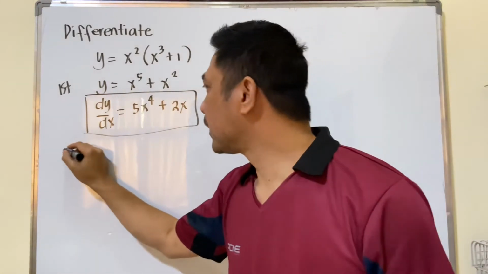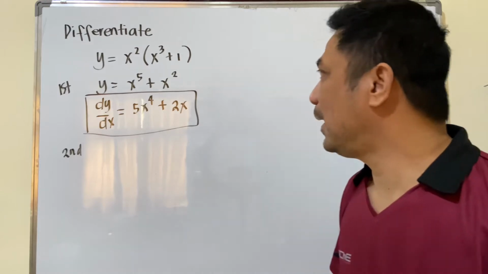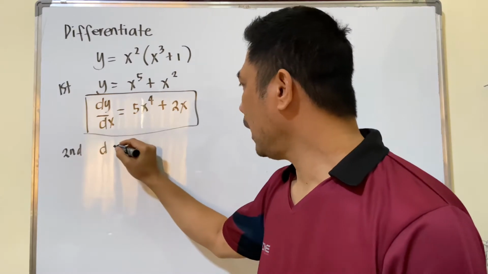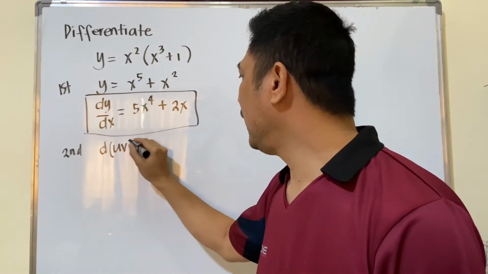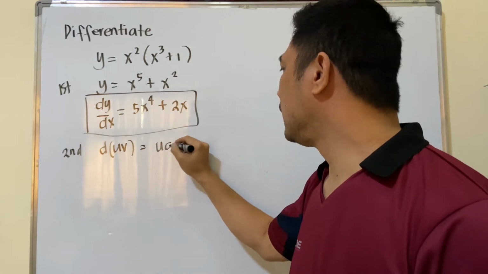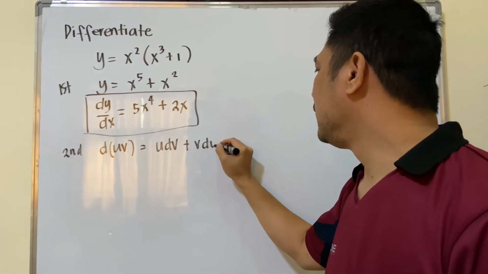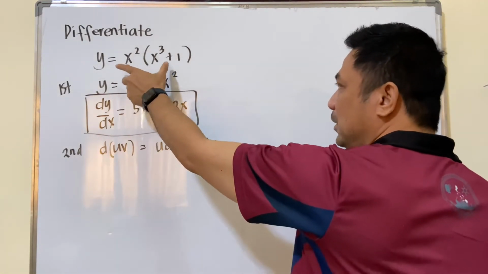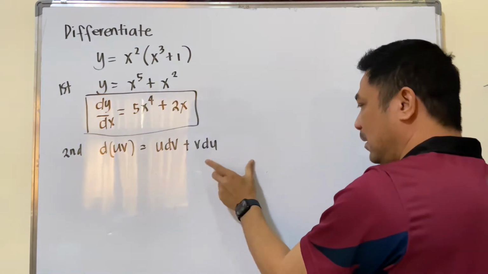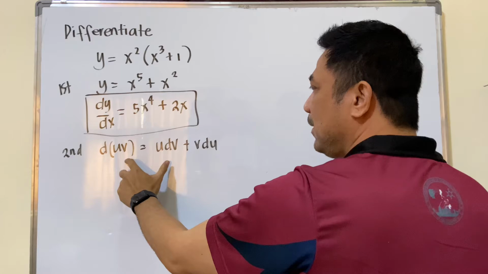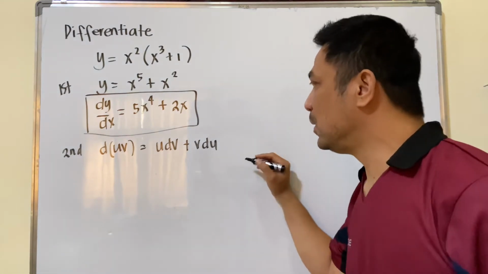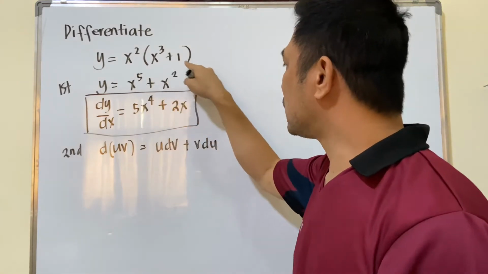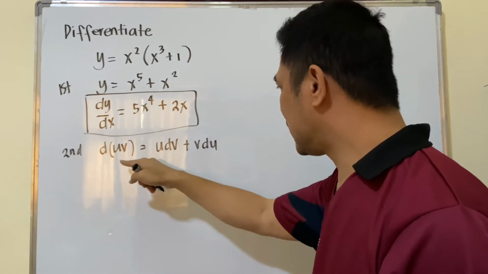The second solution is to apply the product rule, wherein the differential of uv is equal to u dv plus v du. Again, if you have a product of two terms, you can apply this differential form. In this case, if you take x squared as your u and x cubed plus 1 as your v, you can simply follow this formula.